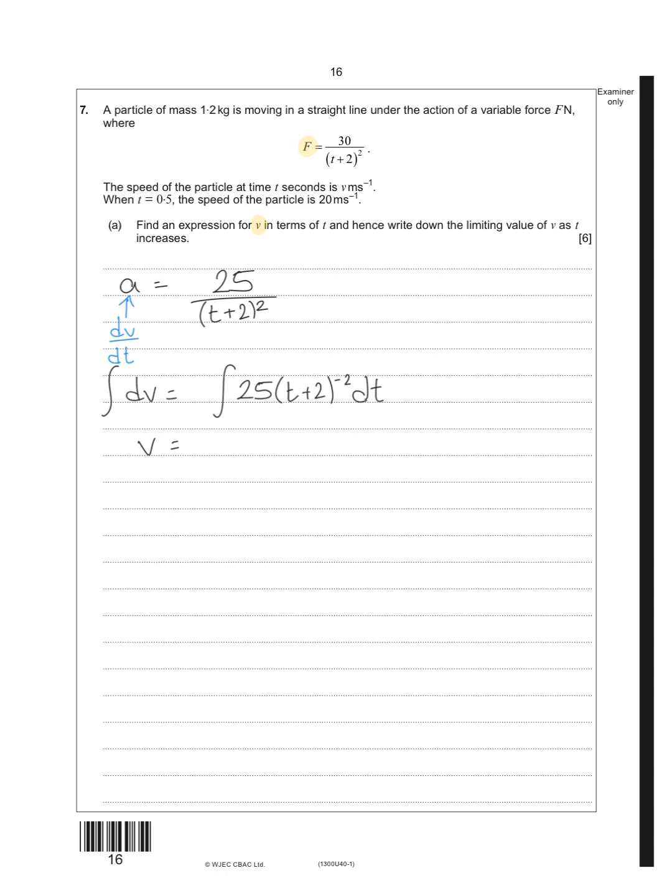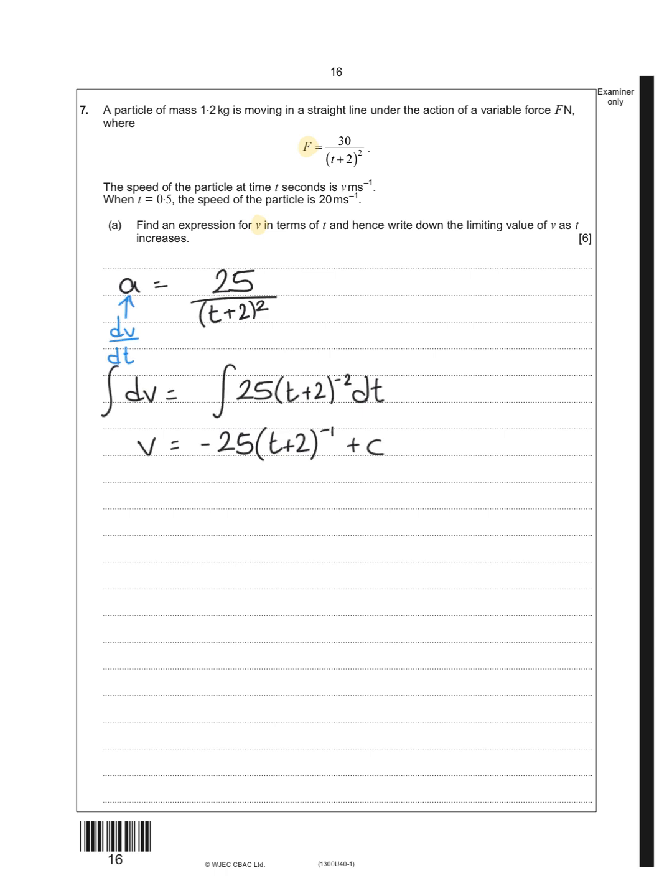When I integrate some constant multiplied by t plus 2 to the power minus 2, there's no funky integration going on here. I'm just going to add 1 to the power, divide by the new power, and divide by the derivative of the inside. So I'm going to get minus 25 t plus 2 to the power minus 1, and then I'm going to divide by the derivative of the inside, which is 1, and then I've got my constant of integration.